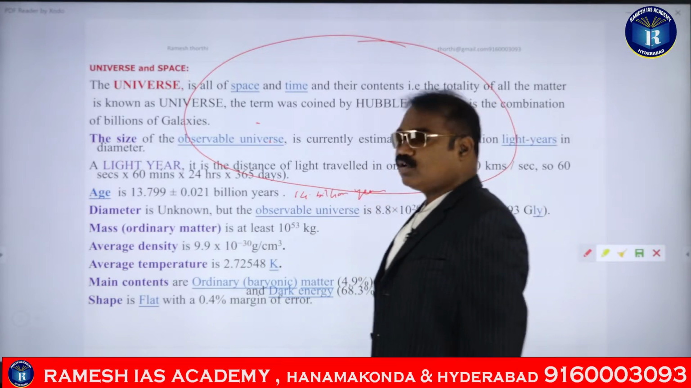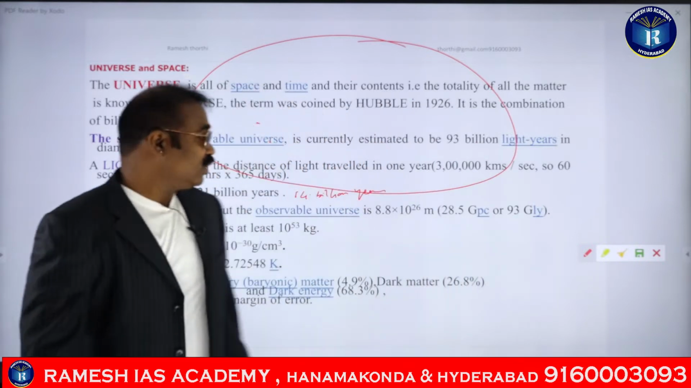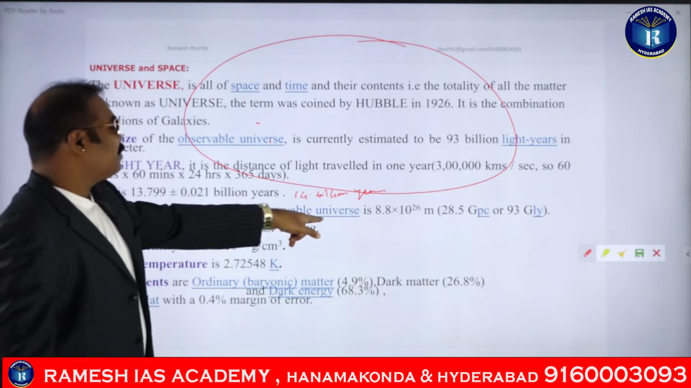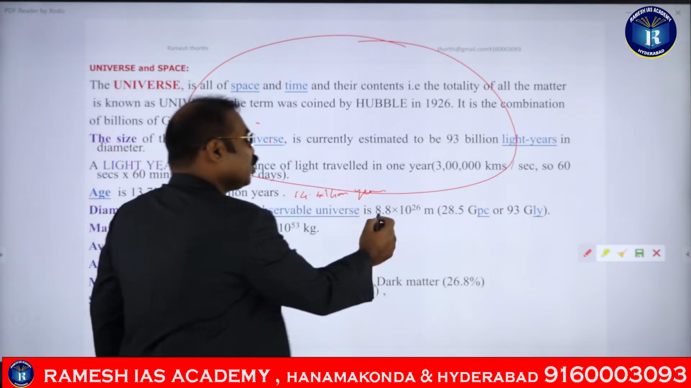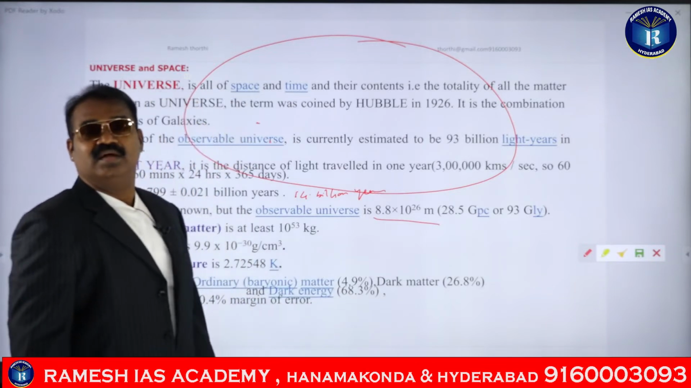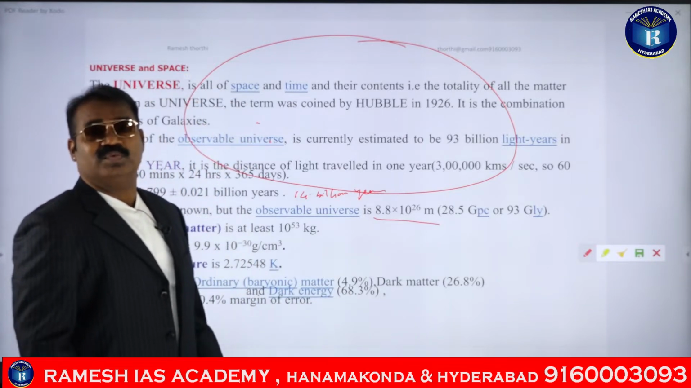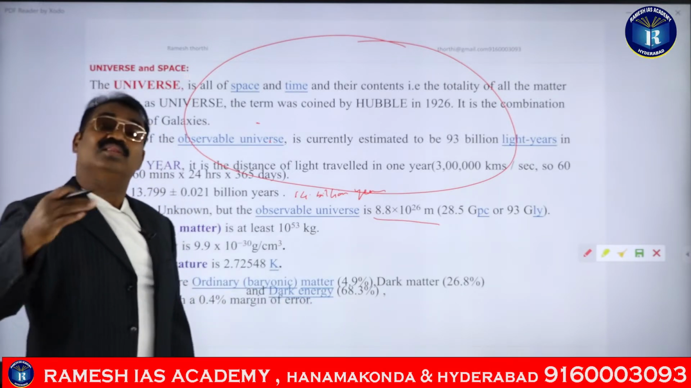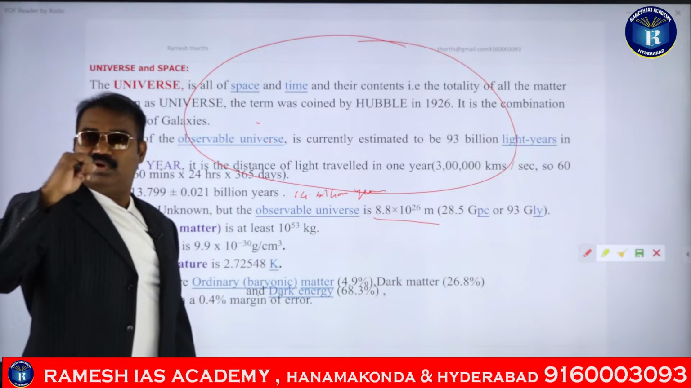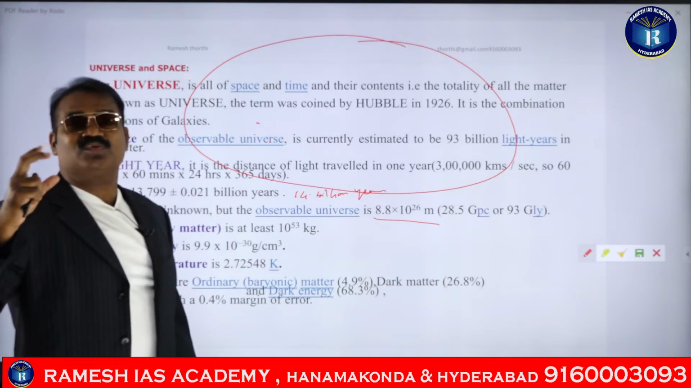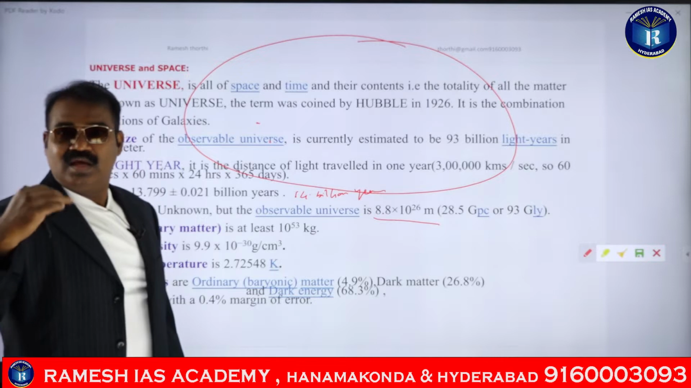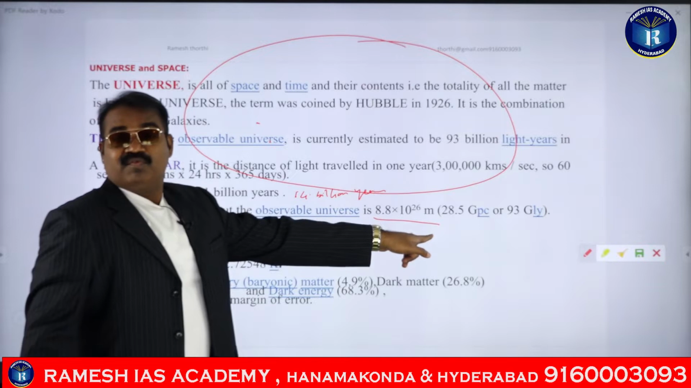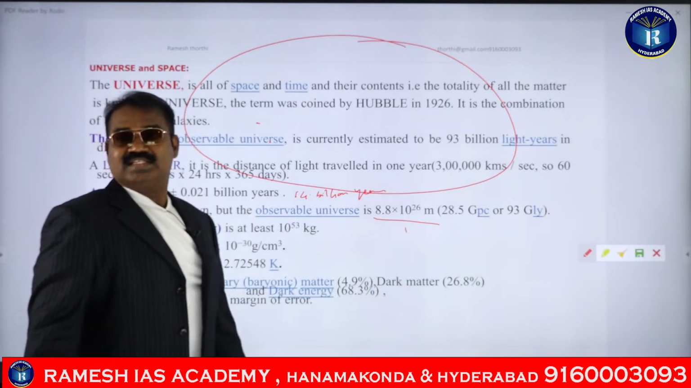Okay, this is the age of our universe. As we told, the diameter is unknown, but the observable universe diameter is 8.8 × 10^26 meters, guys. It is very, very huge, and this is only the observable universe. It is not the unknown. Till now, the optical instruments made by humans can see only to the extent of this place, 10^26 meters.